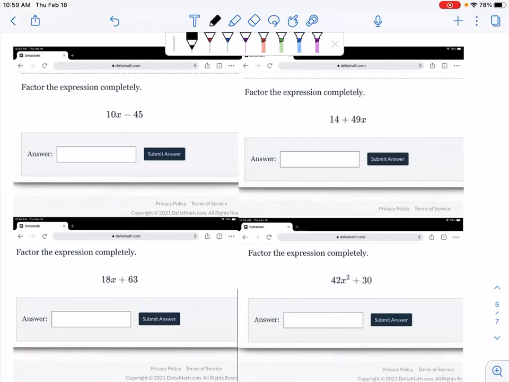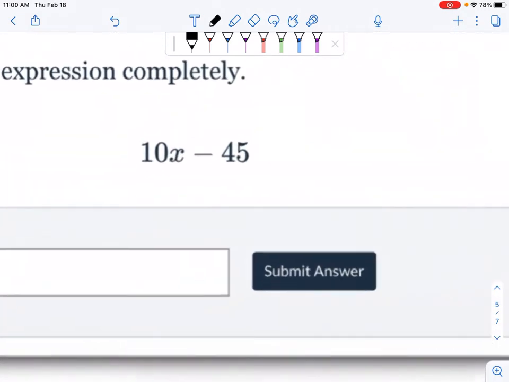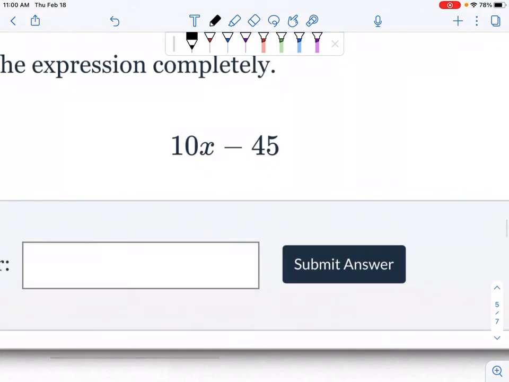All right, 8.1.2. I just want to take a little bit of time here to show you another strategy for finding the greatest common factor. So I have just some Delta Math examples that I've pulled screenshots straight from Delta Math. So these are exactly like the kinds of problems you'll be seeing.